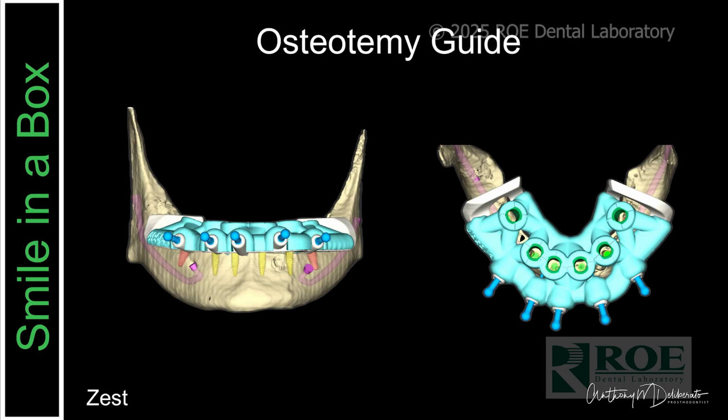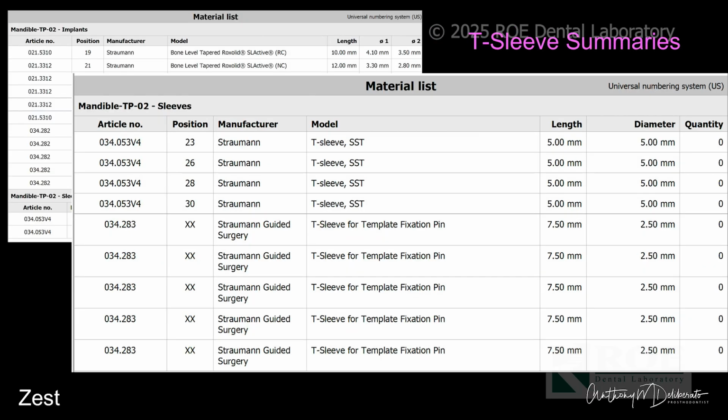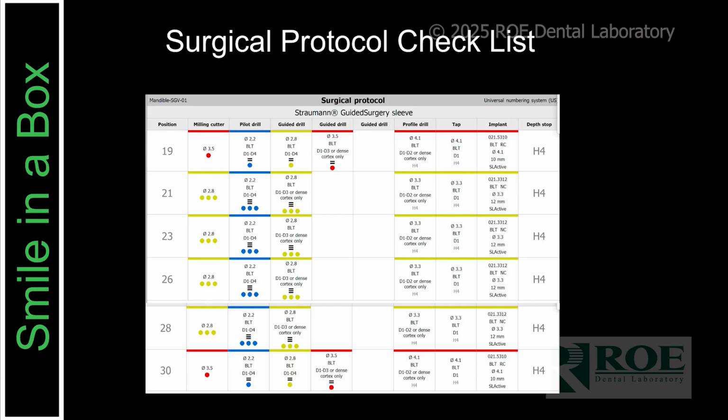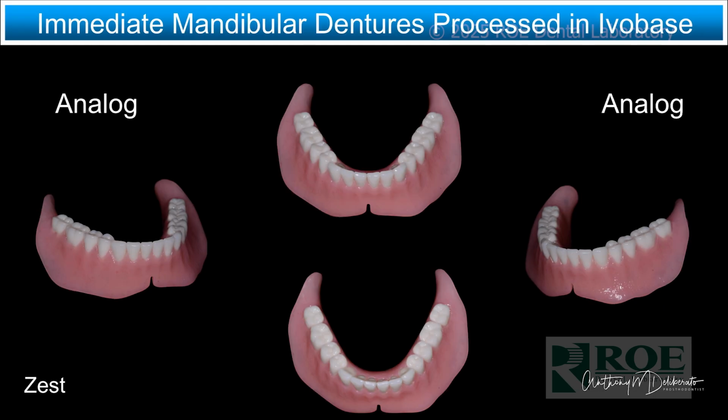This is the osteotomy guide that stacks on top of it. We get our information about what parts and implants and diameters and the parts, the T-sleeves for the guides that we need from the planners, and we get a surgical menu that the surgeon will follow during the surgery. Now we've processed our maxillary denture, because this is going to be an immediate denture that the patient goes home with because he's not getting implants in the top.